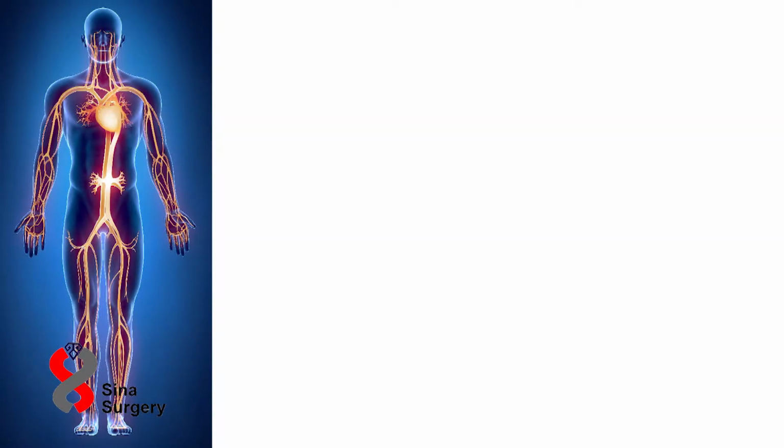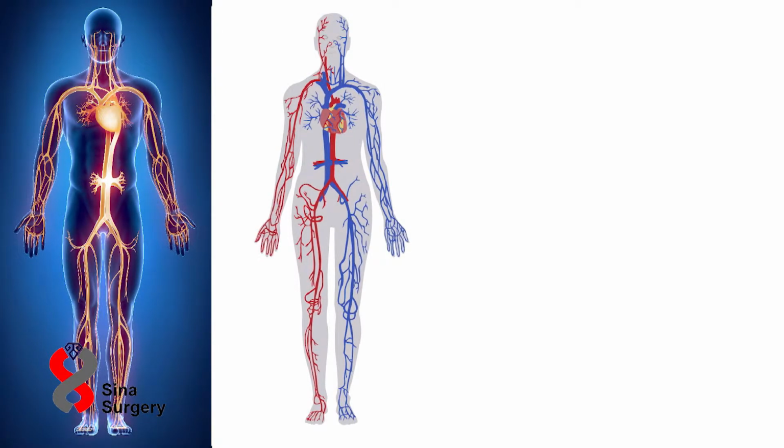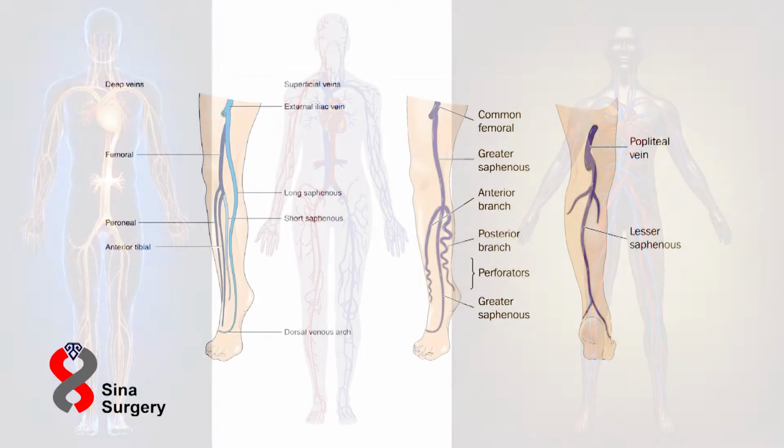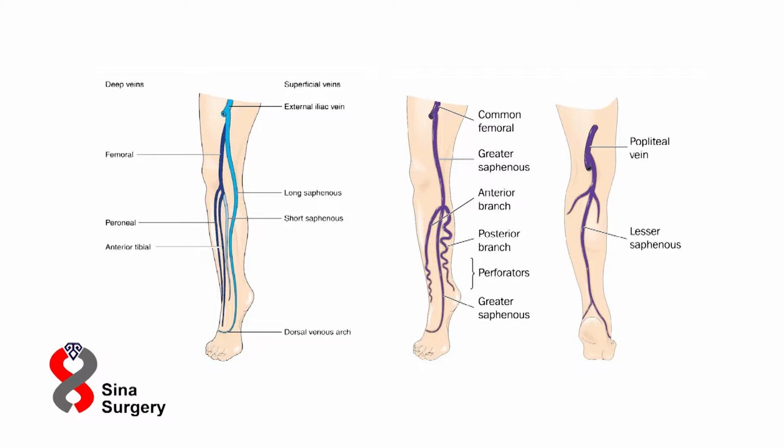Arteries carry blood from your heart to the rest of your body. Veins return this blood back to your heart to complete the circulation. The lower leg has three main types of veins. They are the deep veins, superficial veins, and perforator veins.